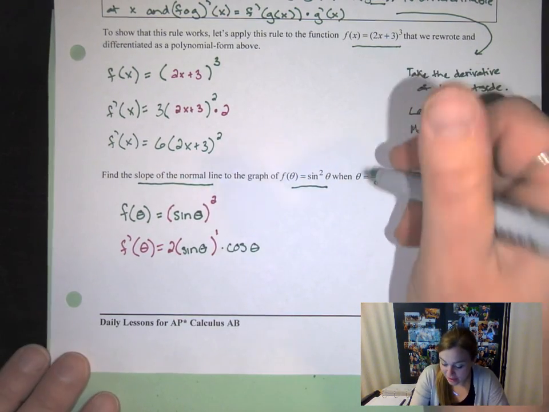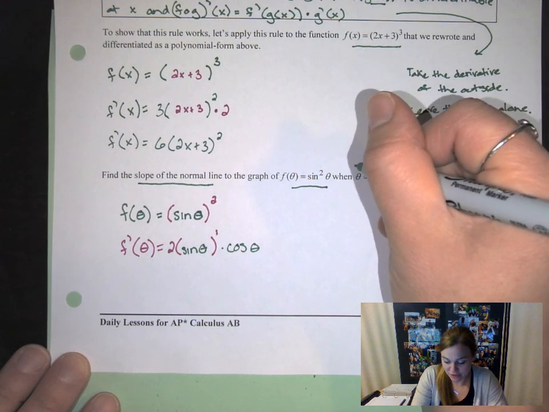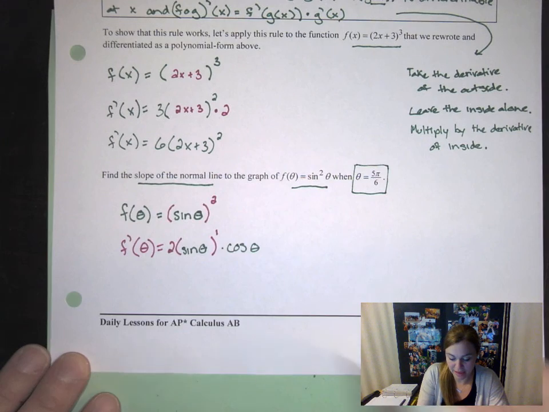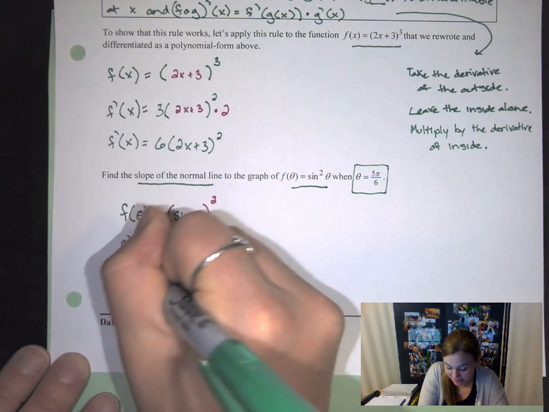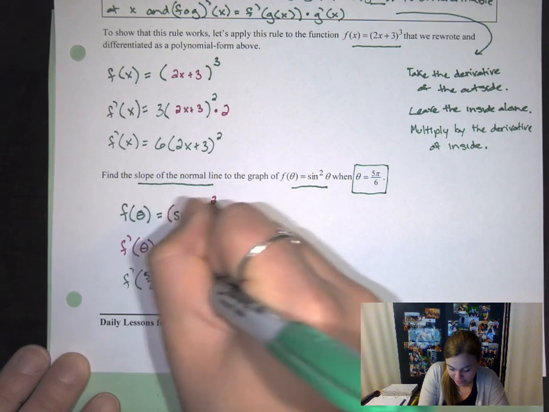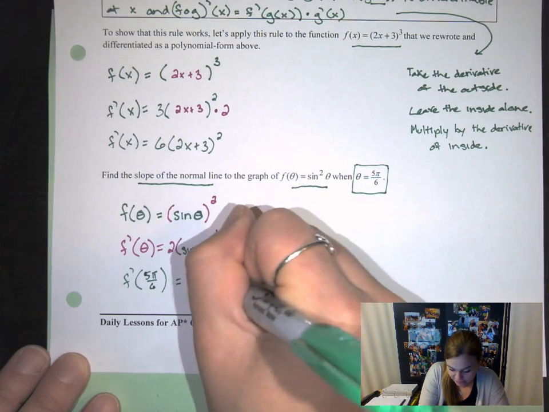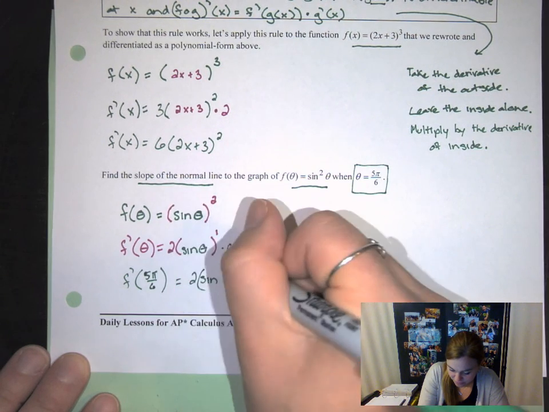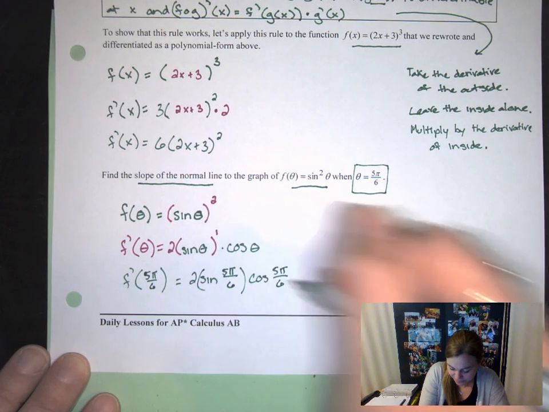And then I want the normal line, which means I need to find the slope of the tangent line, also known as the derivative, at 5 pi over 6. So f prime of 5 pi over 6 would be 2 sine 5 pi over 6 cosine of 5 pi over 6.